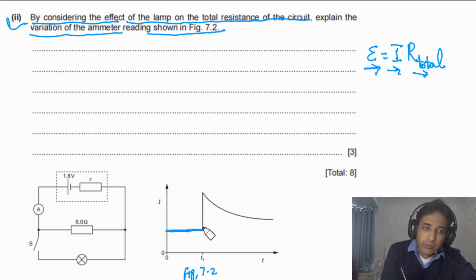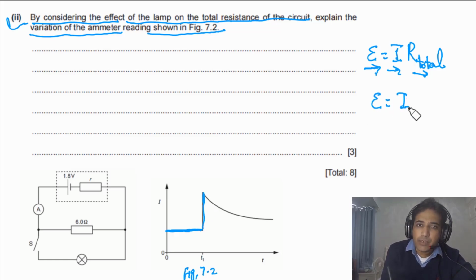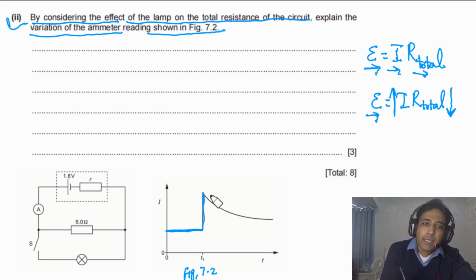At time t1 you can see this current increases. So what does it mean? Let me rewrite this one. So here we have I, and here we have R total, meaning total resistance in the circuit. This value is constant. So if I increases, it means that resistance decreases. So this is the second point we can write down, and after that we can see this current is decreasing.